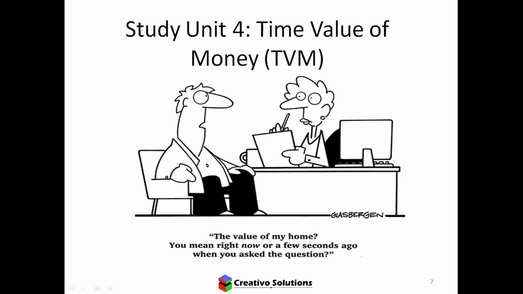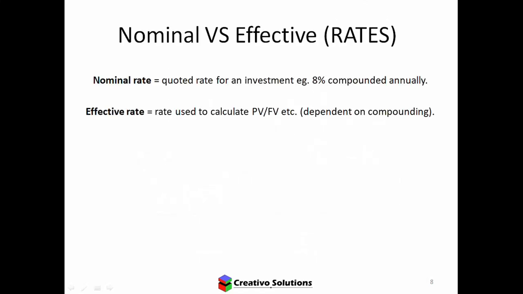So when looking at this particular study unit, we're going to be focusing on time value of money calculations. The first thing we need to do is establish the difference between a nominal rate and an effective rate. If you go look at the market, any bank or any institution that's offering some sort of return on investment would definitely quote rates in a nominal percentage form. In other words, that's the quoted rate that the investment is going to provide. So a quoted rate could be something like 8% compounded annually.